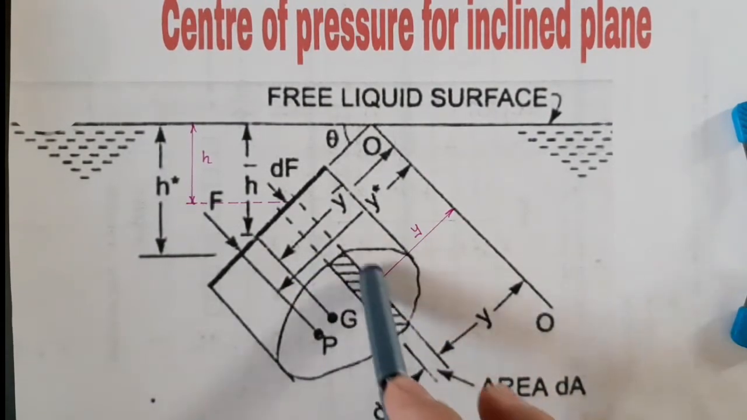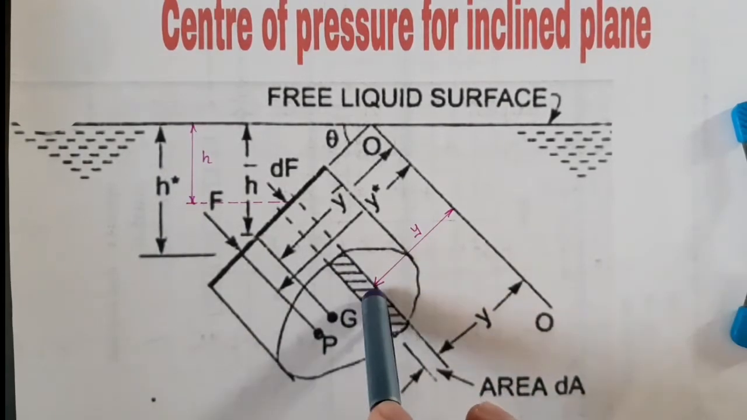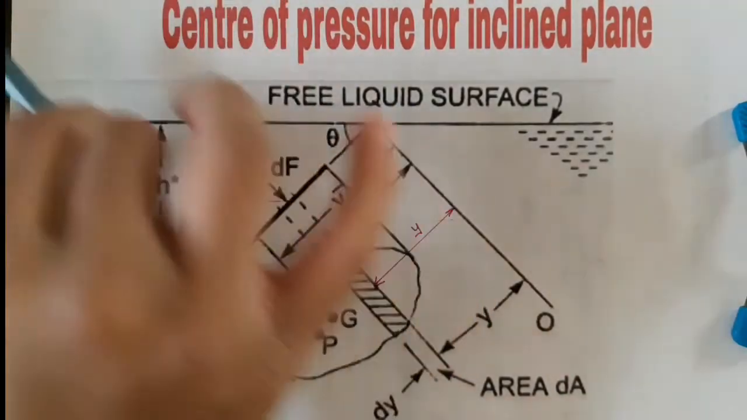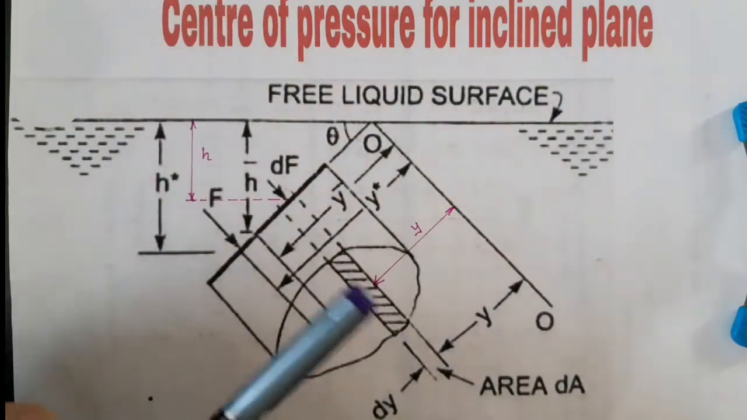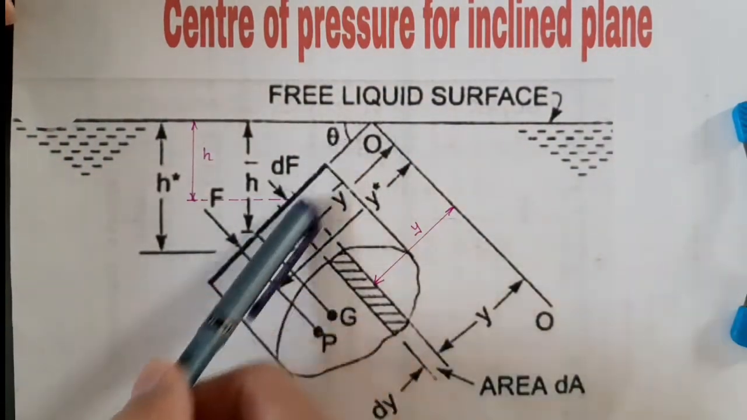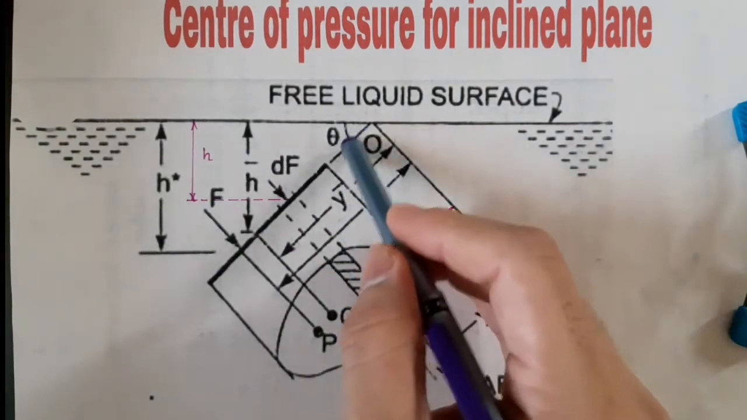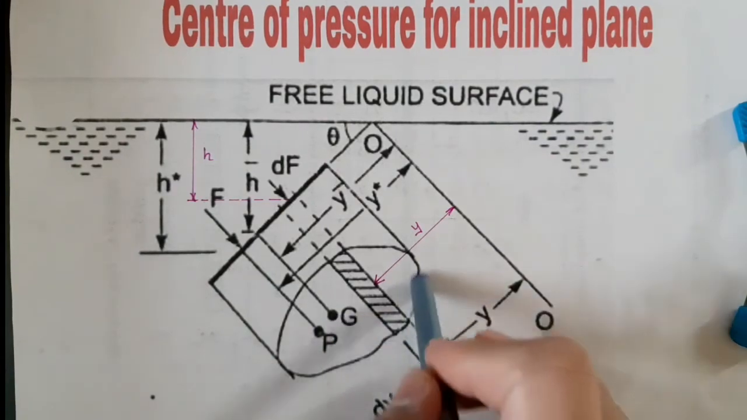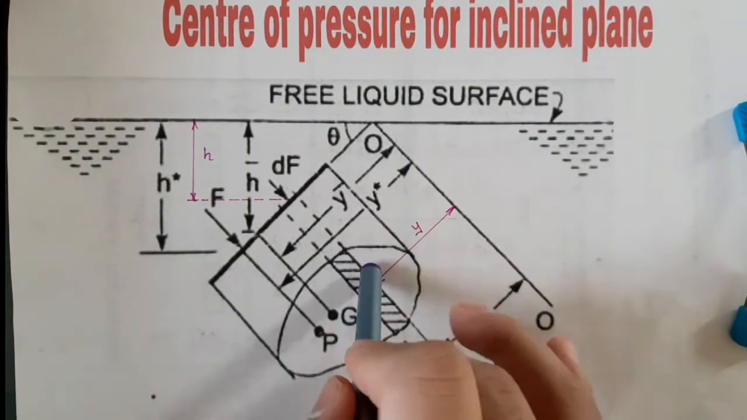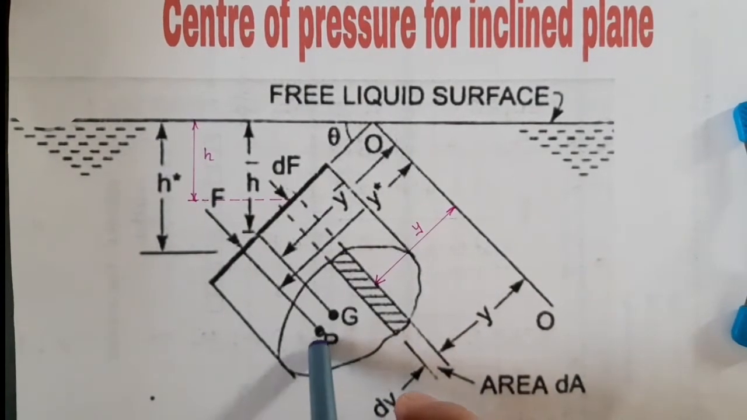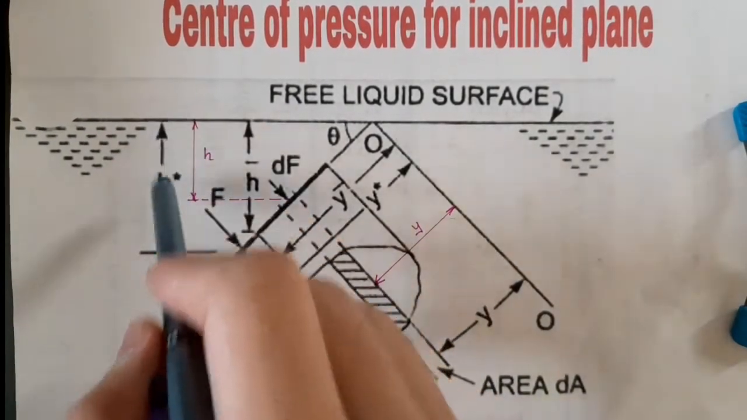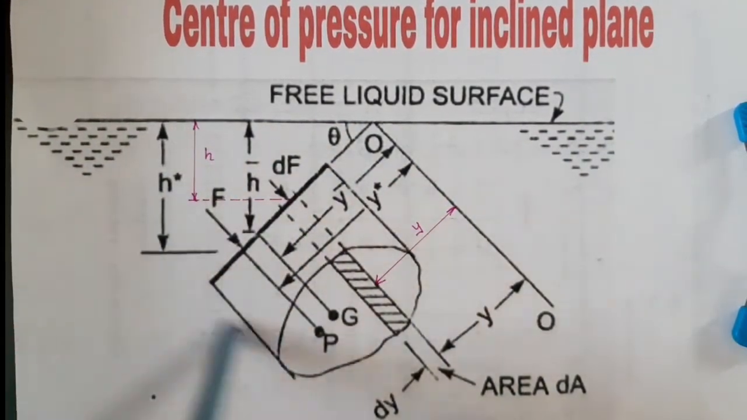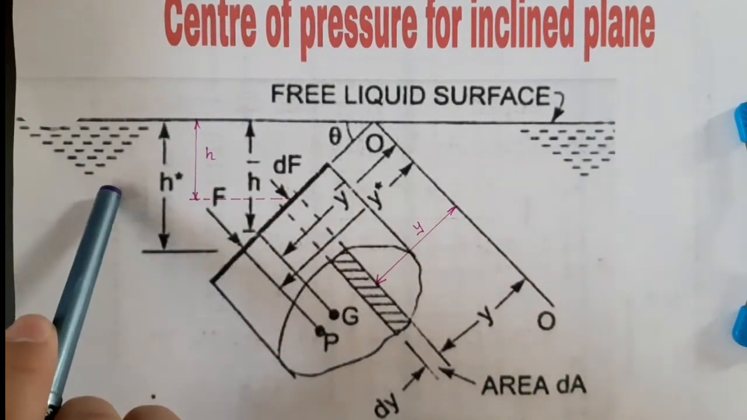An elemental area dA is considered on this surface. Now when we see this surface from this side, its front view will look like a plane, and this plane makes an angle theta with the free surface of the liquid. This G is the center of gravity of this surface, and let P be the center of pressure. We want to find the perpendicular height of the center of pressure from the free surface of the liquid.